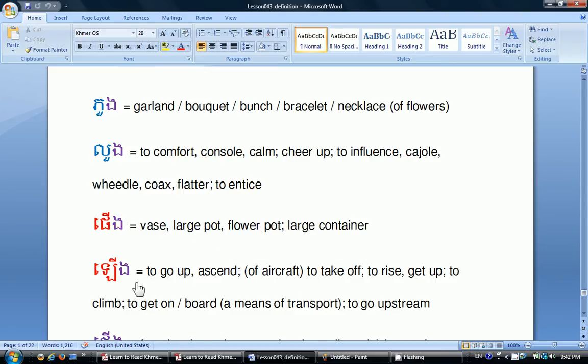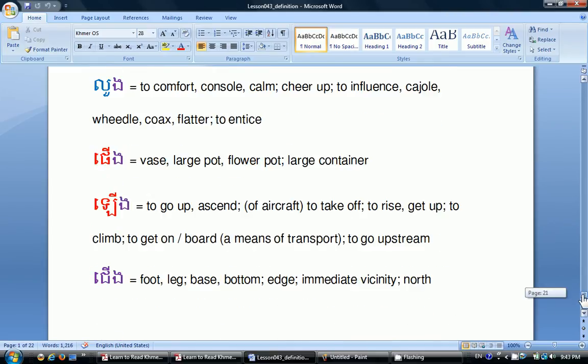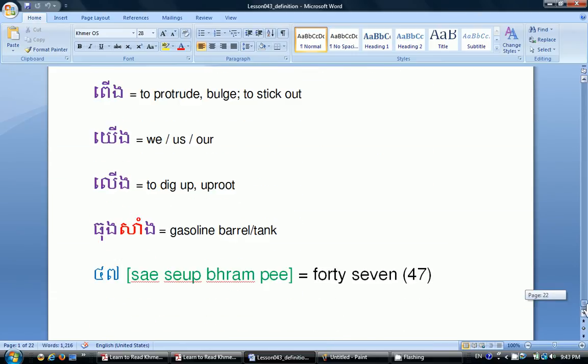Lang means to go up, ascend, to take off, to rise, to get up, to climb, to get on, or board, or to go upstream. Jung means foot, leg, base, bottom, edge, immediate vicinity, or north. Bung means to protrude, bulge, or to stick out. Yeung means we, us, or our. Leung means to dig up or uproot. Tong sang means gasoline barrel or tank.